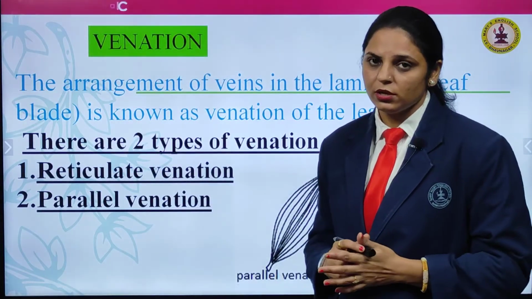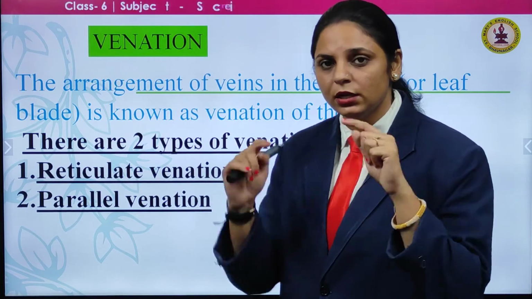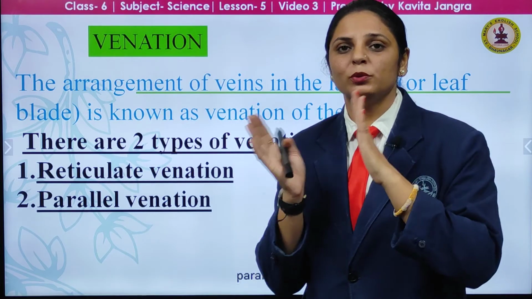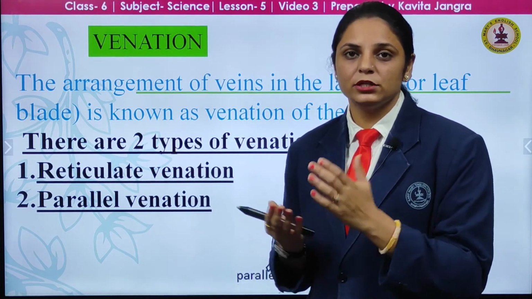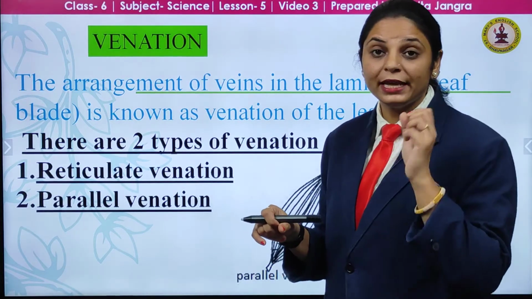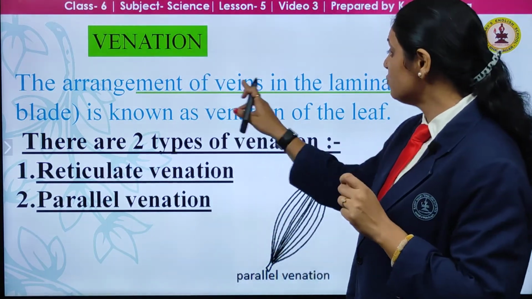Next is venation. As I show you on the blade region, the veins are present over there. These are actually linked with the roots also, which I will tell you in detail ahead. First of all, we need to understand what venation is: the arrangement of the veins.